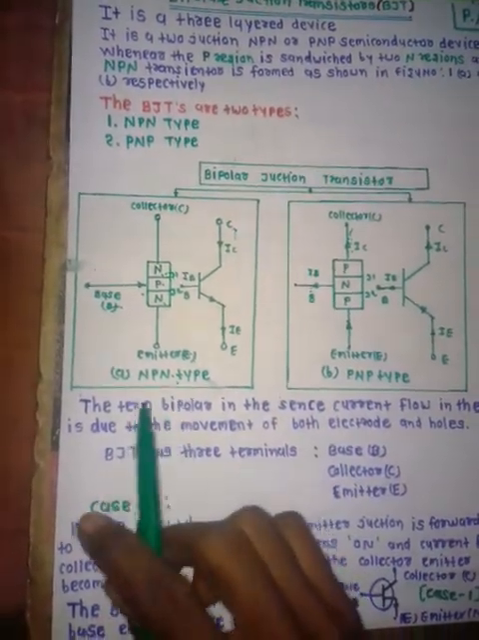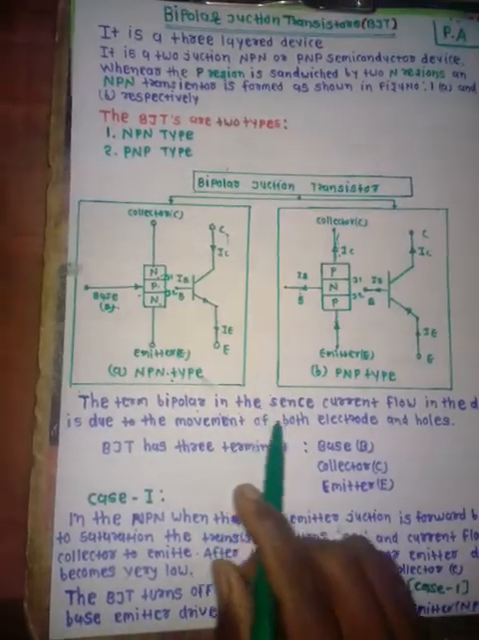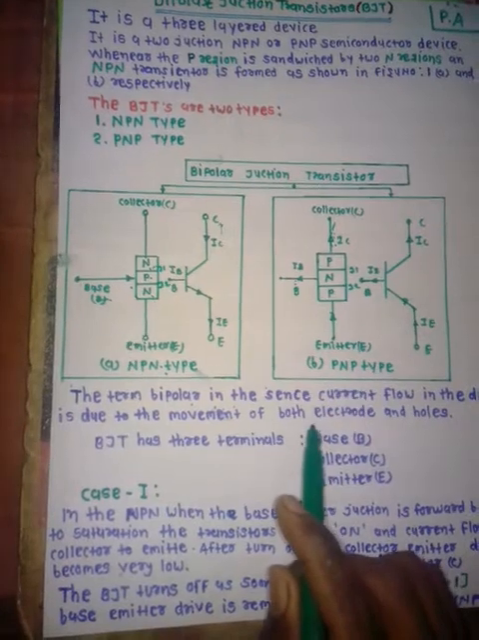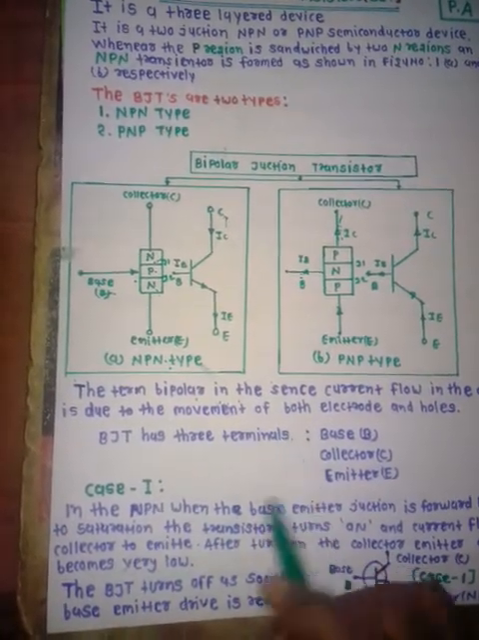The term bipolar refers to current flow due to the movement of both electrons and holes. The BJT has three terminals: base, collector and emitter.